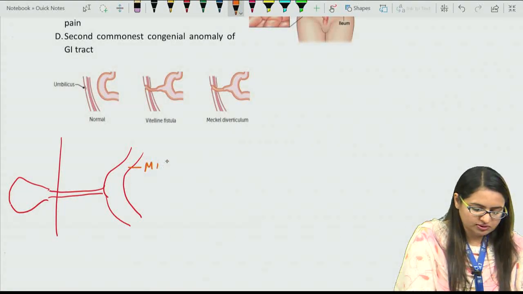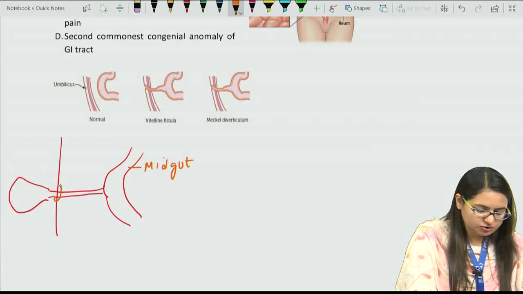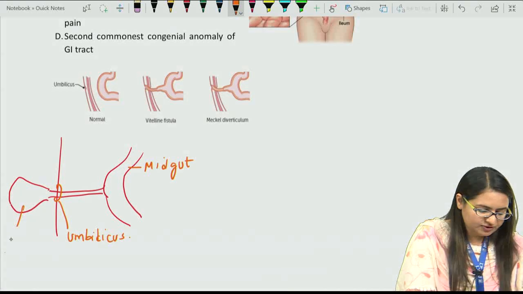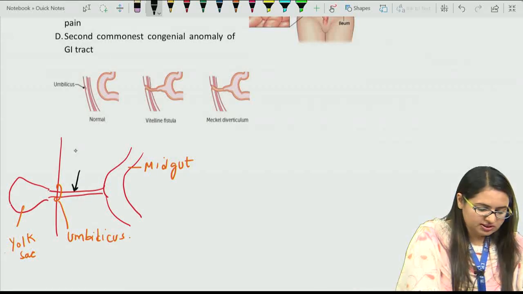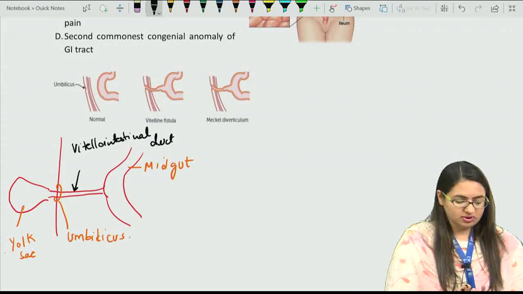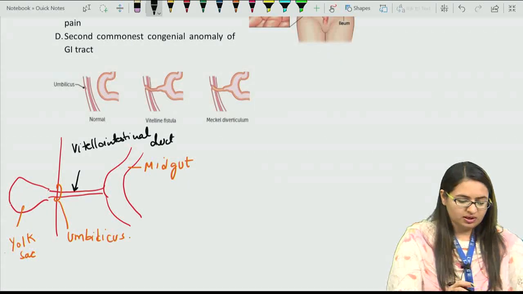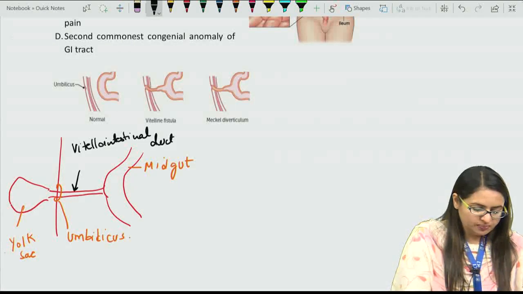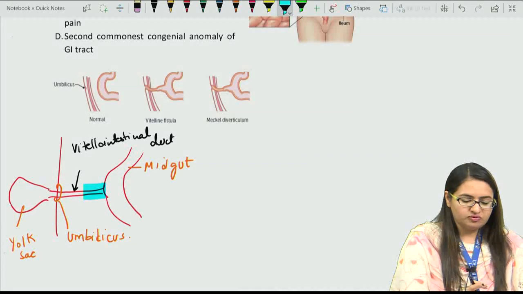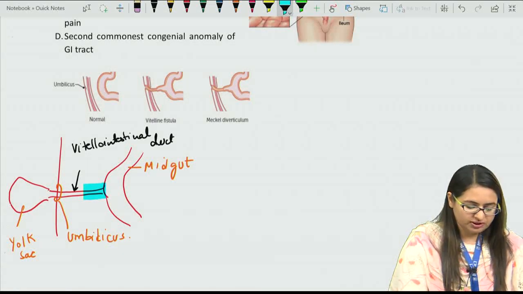So if this is the midgut portion, this is the umbilicus, and this is the yolk sac on the outer aspect, then this is the vitellointestinal duct. The vitellointestinal duct is also known as the vitelline duct or the yolk stalk. Now if the proximal part of this duct, this much portion over here, remains patent, then it leads to a congenital anomaly, which is Meckel's diverticulum, as mentioned here.